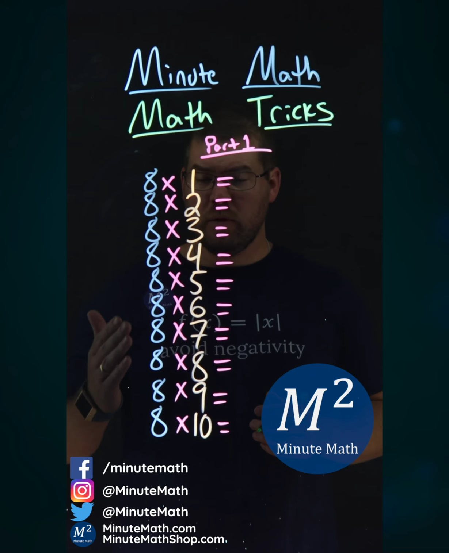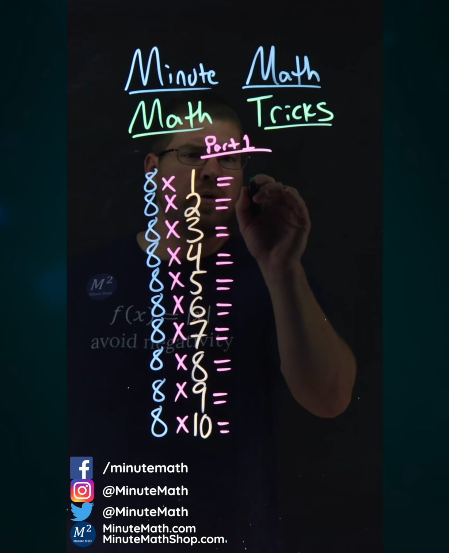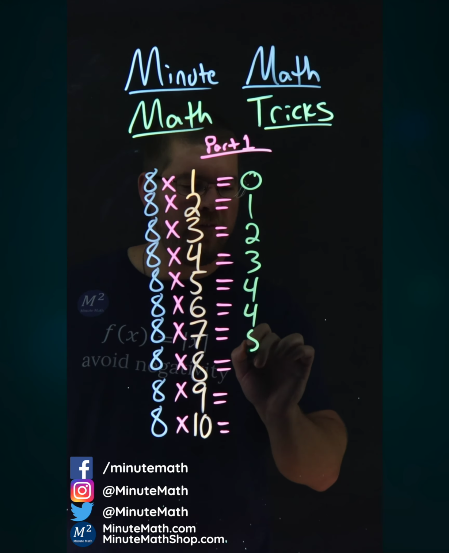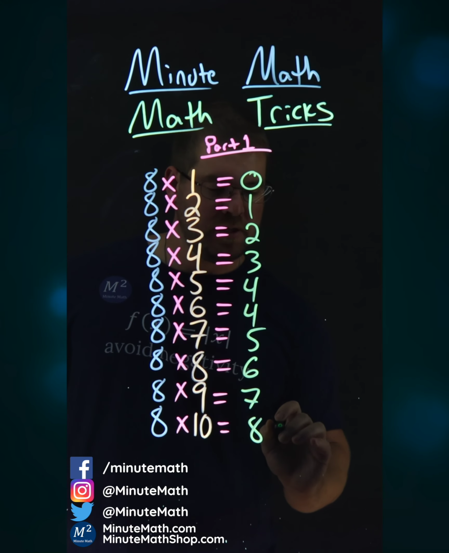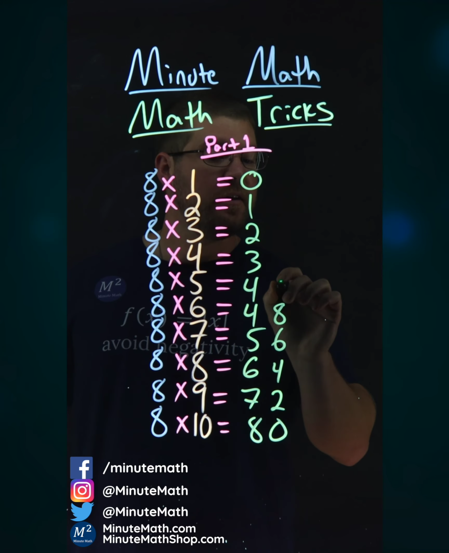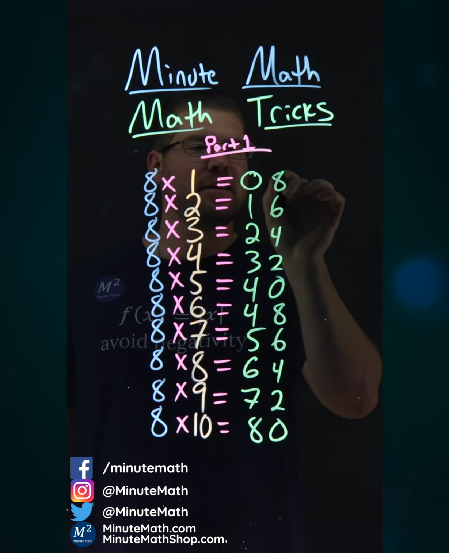We have 8's being multiplied by 1 through 10. Let's write this quickly. Put a 0, 1, 2, 3, double the 4 here, 5, 6, 7, 8. Start back at 0, let's go by 2's: 0, 2, 4, 6, 8. 0 again. 2, 4, 6, 8.